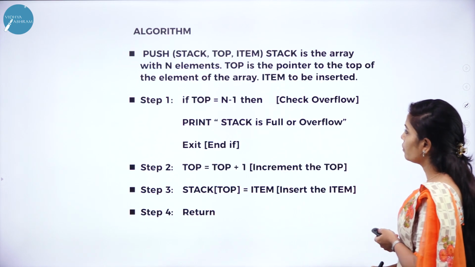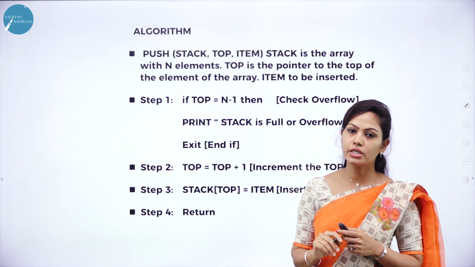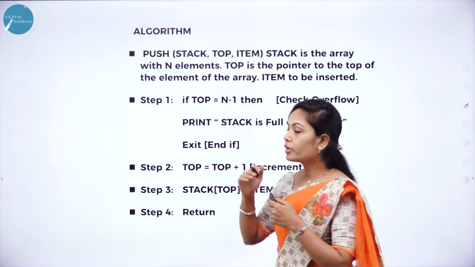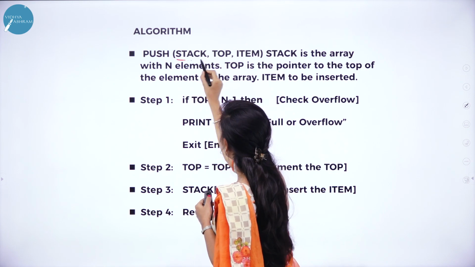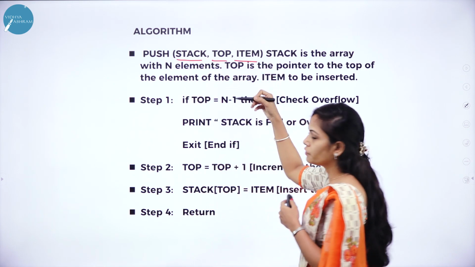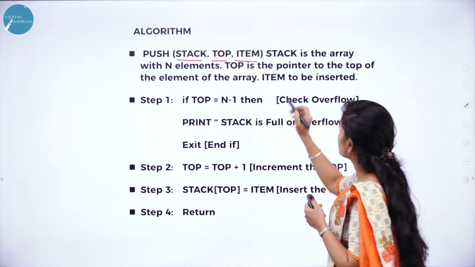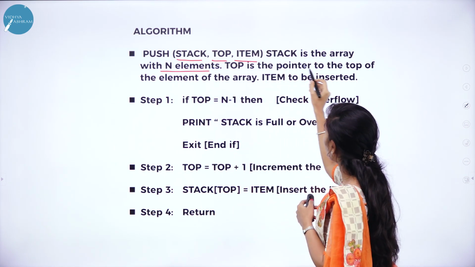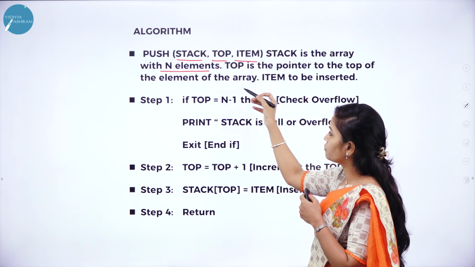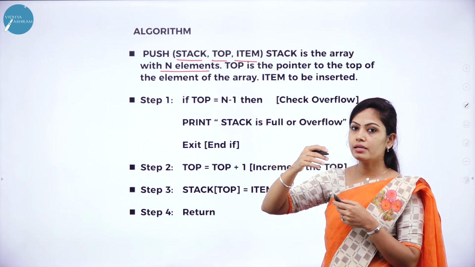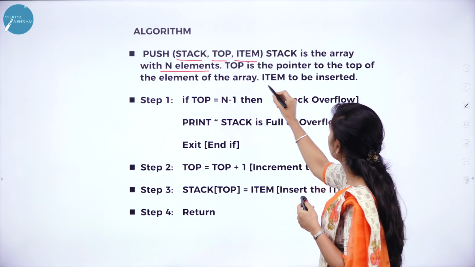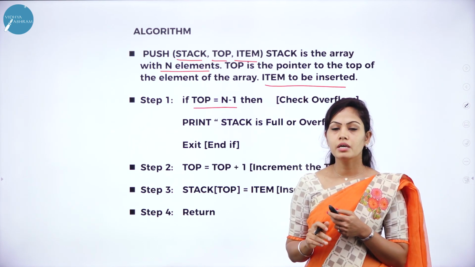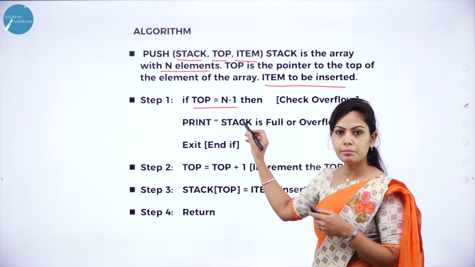Next we have the algorithm for the push operation. Very important question for 5 marks. Here I am going to push an element. So we have stack, top and item which we are going to add. Here stack is the array with n elements. Top is the pointer to the top element of the array, and item is the element which we are going to insert. Here top is equal to n minus 1.